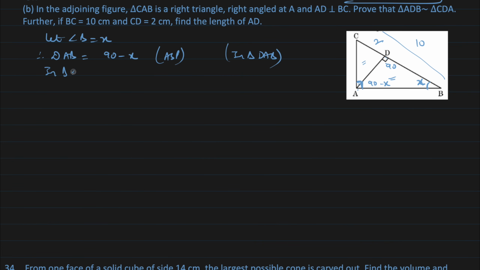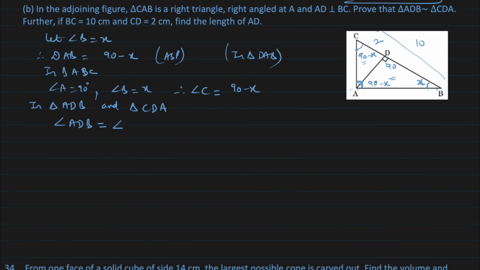Now in triangle ABC, angle A is 90, angle B is x. So therefore angle C is how much? 90 minus x. So why I'm doing this is I'm trying to get a similarity, right? Okay, this step I gave. Now in triangle ADB and triangle CDA, angle ADB equals angle CDA, both are 90 degrees, right?